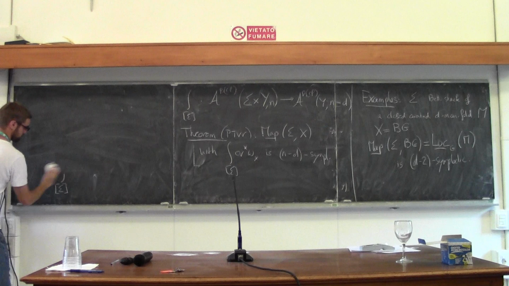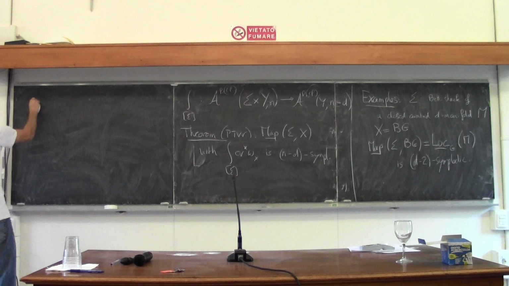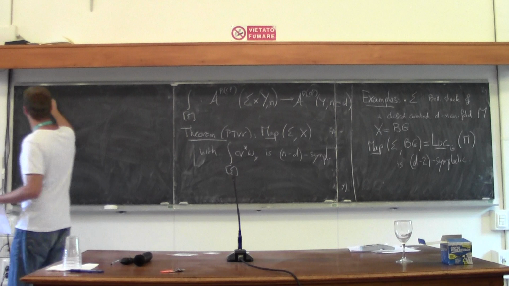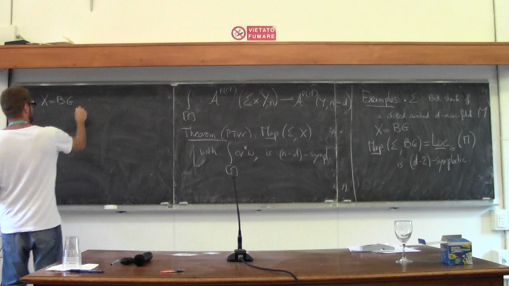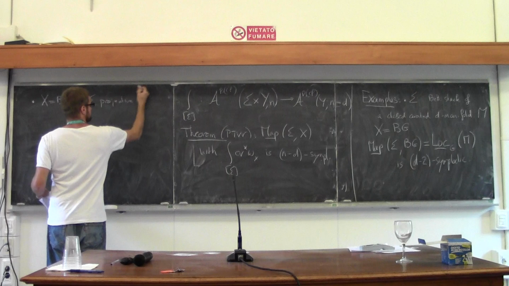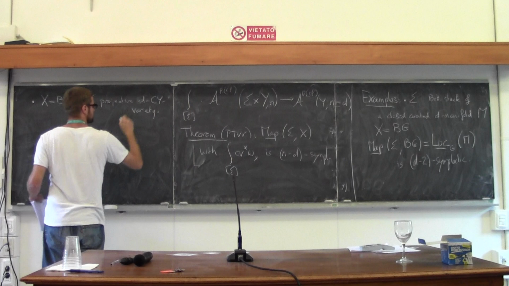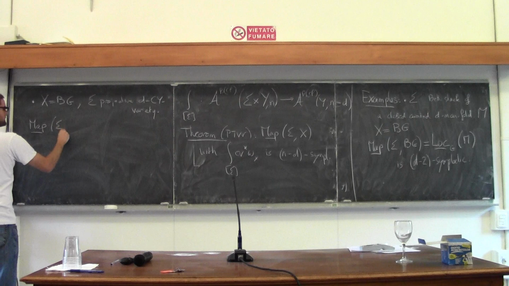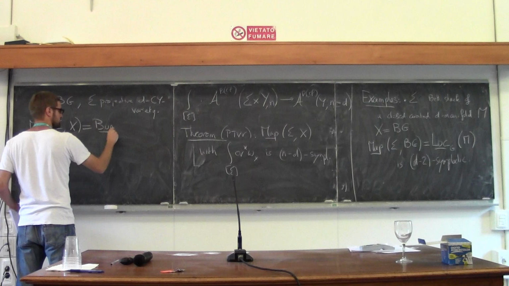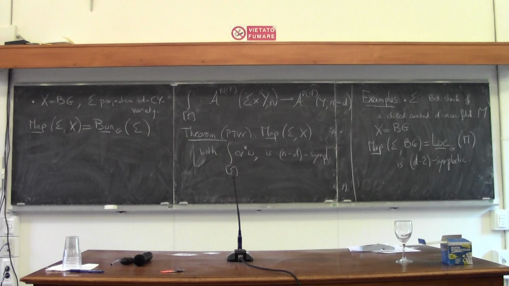So let's take the second class of examples. I will stick with X being BG, and sigma will be a projective d Calabi-Yau variety. Then the mapping stack from sigma to BG is just the derived moduli stack of G-bundles on that variety, and that will again be d minus 2 symplectic.